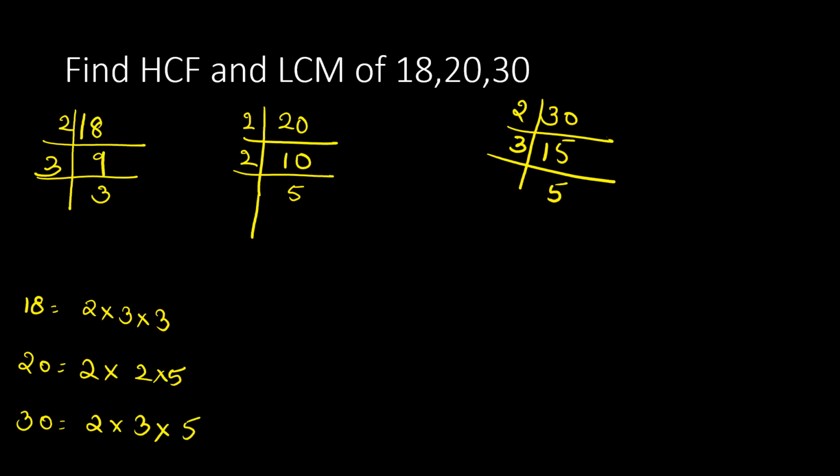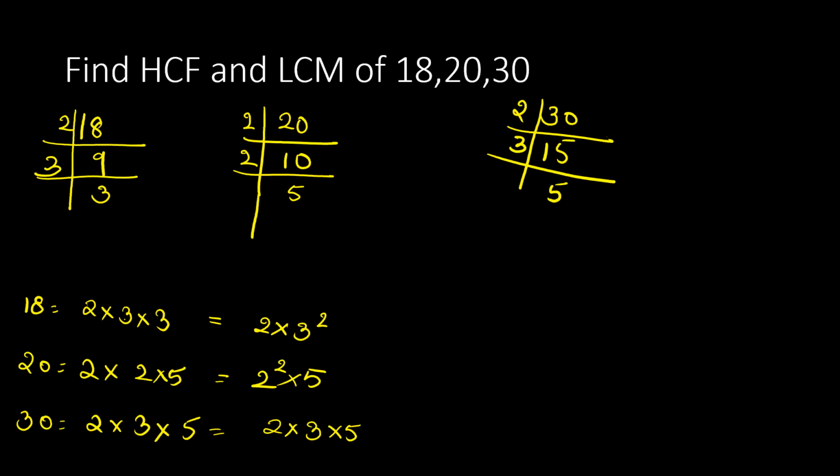Now the second step is to write it in exponential form. 3 into 3 is 3 square. Therefore 18 is equal to 2 into 3 square. Here it is 2 into 2, that is 2 square into 5. And 30 is 2 into 3 into 5.